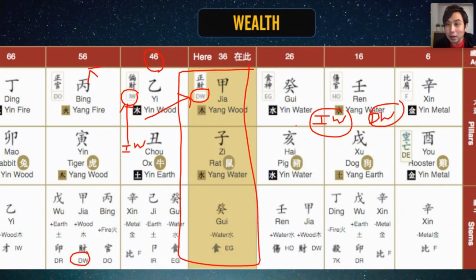So I noticed a lot of you ask whether the hidden stem is considered. Yes. So let me just clarify one more time. It doesn't matter where you find it, as long as it's within your current luck pillar, it is considered. Is it clear? So this includes the hidden stem, the main qi, and also the heavenly stem. Everything, as long as you have it. Okay. All right.